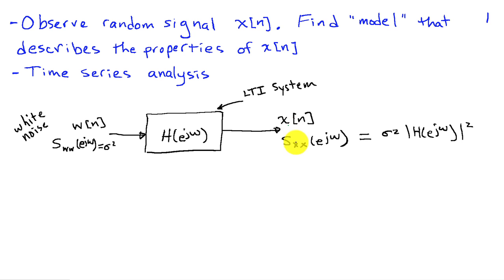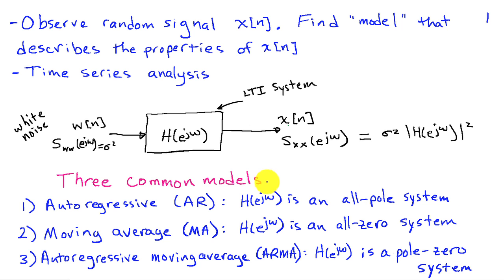And then if we look at the properties of passing random signals through linear time invariant systems, we see that the output power spectrum is just the product of the input power spectrum, which in this case is a constant, times the magnitude squared of the frequency response of the system. So by changing the frequency response of this system, we can represent many different types of power spectra using this particular framework. So there's three different cases that are commonly referred to.